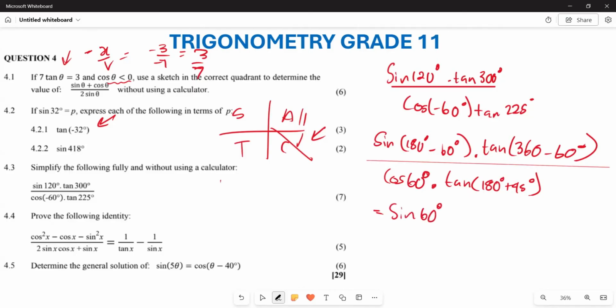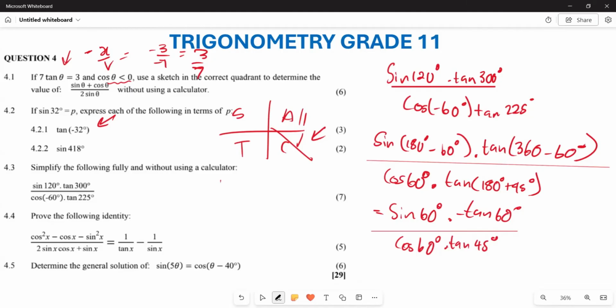This is going to multiply by now 360 subtract 60, which is in your what? And this is going to be in your fourth quadrant. And what is it that you know about the fourth quadrant? Tan is negative, so this is going to be negative tan of 60 degrees, right? And this is going to be divided by what? Cos of 60 degrees. This is going to multiply by tan of 45 degrees.